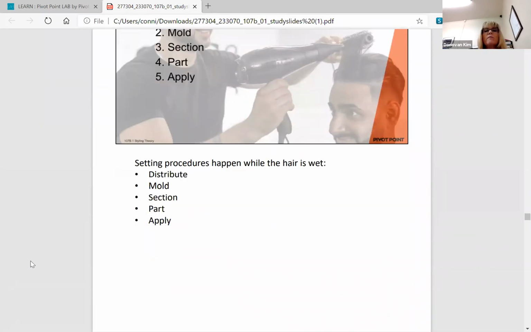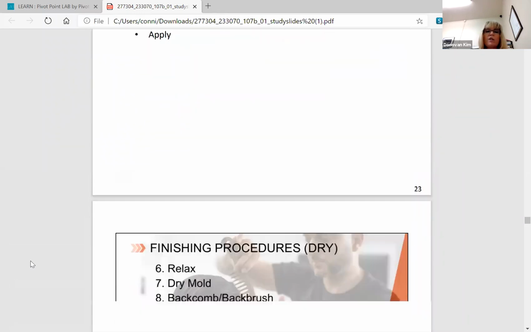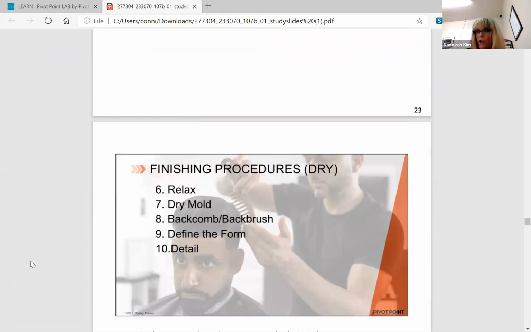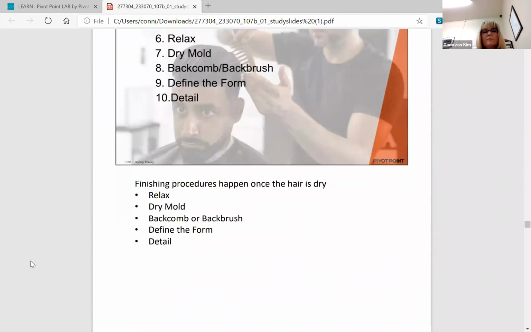So while the hair is wet, that's what you do. You distribute, mold, section, part, and apply, which comes in real easy when you're actually doing it. When you finish it, you're going to relax it, dry mold it, back comb or back brush if necessary, define the form and detail.